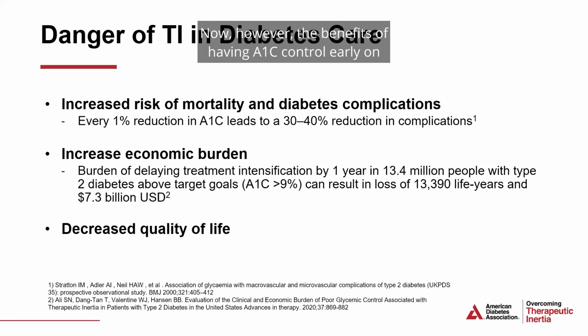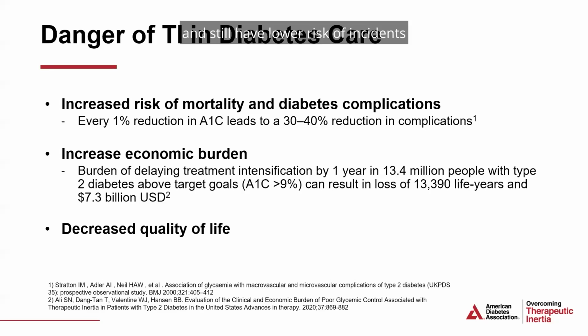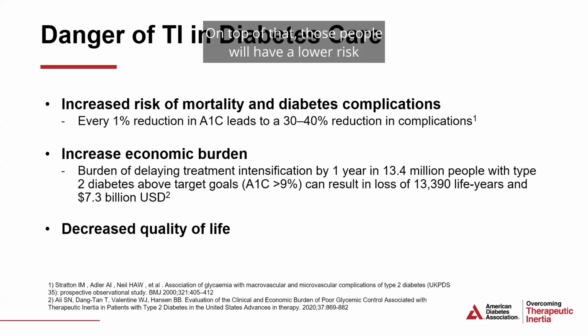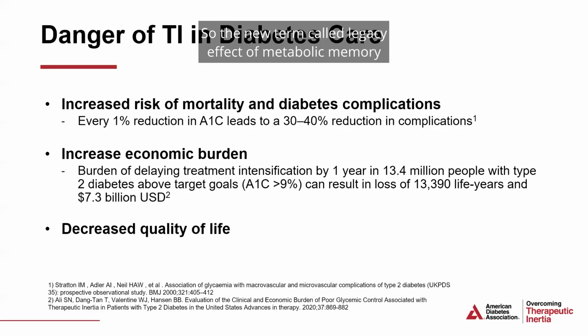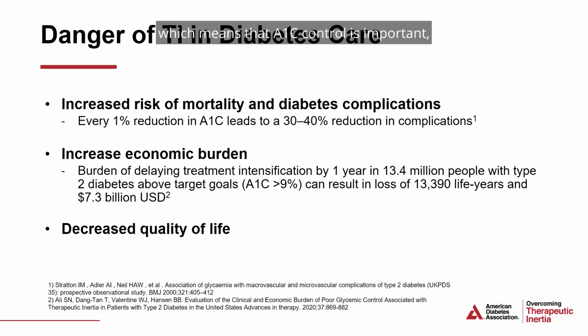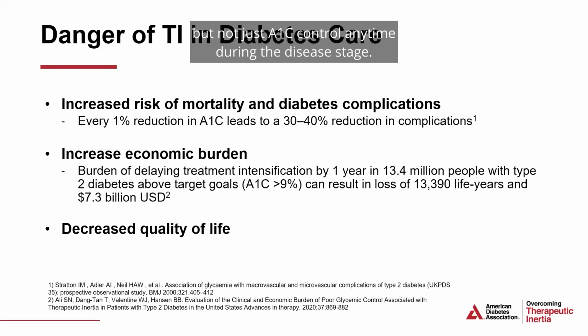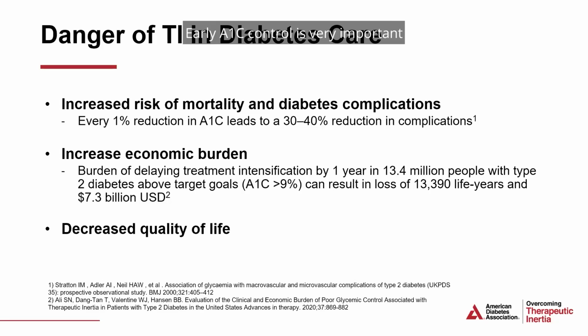However, the benefits of having A1C control early on in the disease stage still have a protective effect and still have lower risk of incidence in terms of macrovascular disease. On top of that, those people would have a lower risk of cardiovascular disease as well. So the new term called legacy effect or metabolic memory means that A1C control is important, but not just A1C control anytime during the disease stage. Early A1C control is very important to prevent the complication at that time as well as for the future.